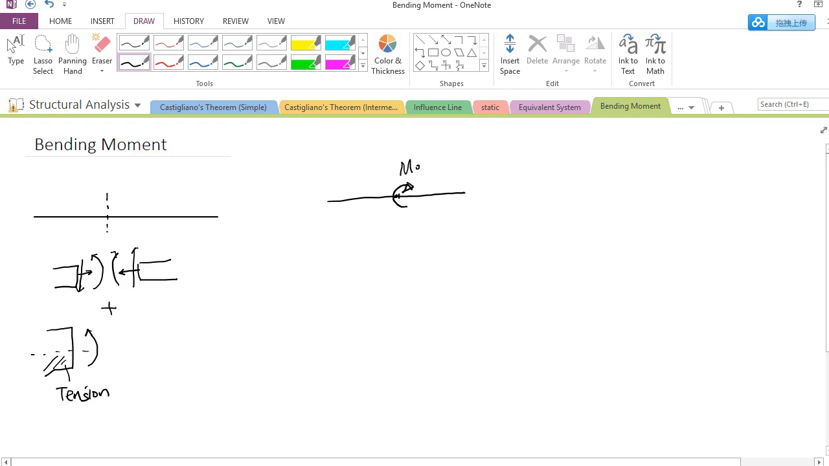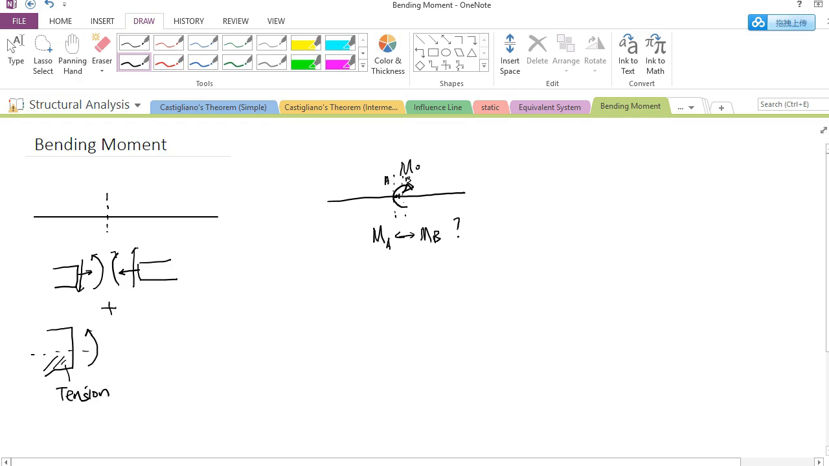Let's say I want to investigate the moment at the left and the moment at the right. Let's call this point A, and let's call this point B. What's the relationship between MA and MB? What's the change in this very small distance?